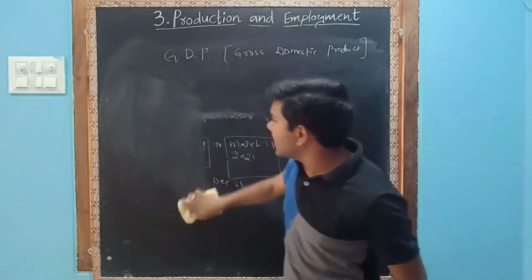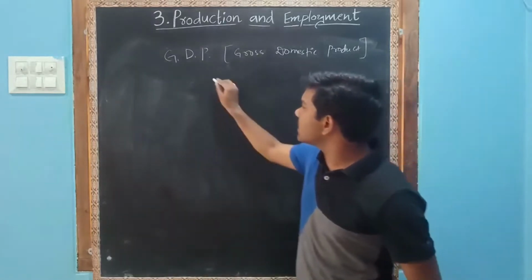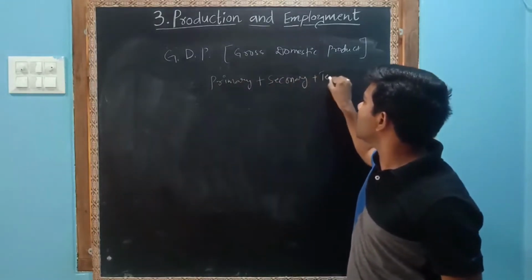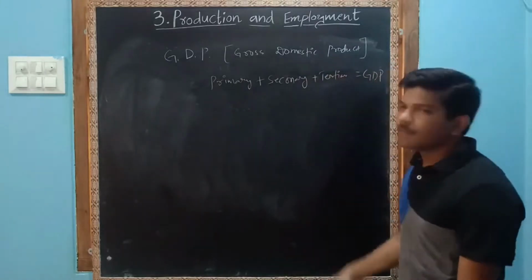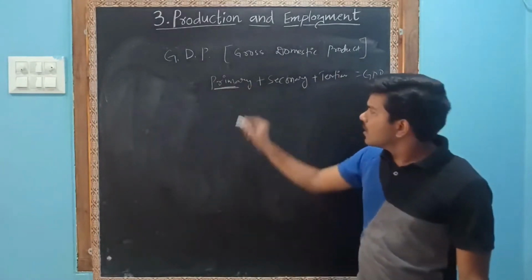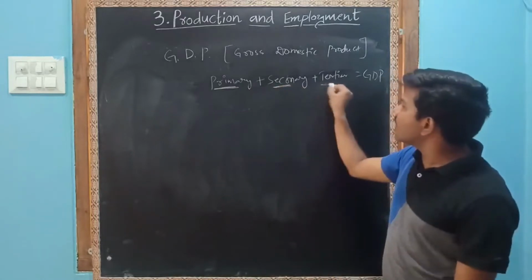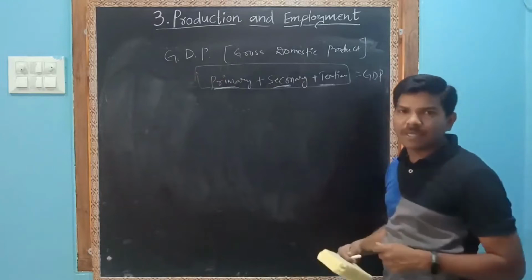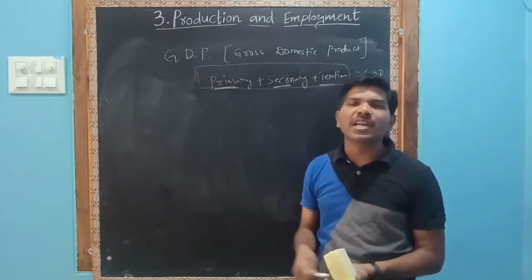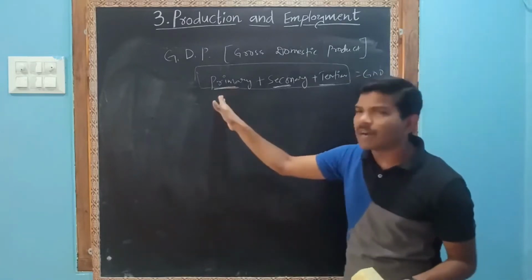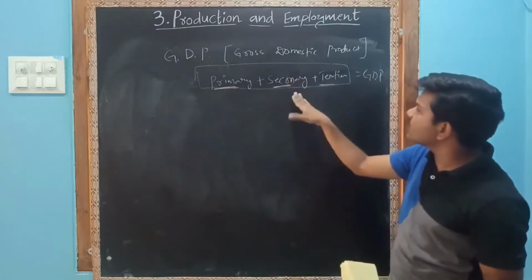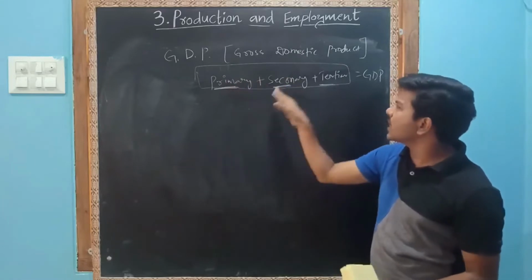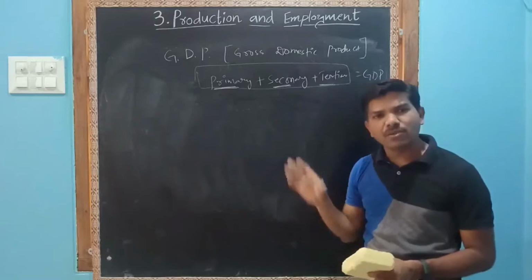Next, GDP also can be written in another way. That is primary sector plus secondary sector plus tertiary sector is equal to GDP, because it is the final value of the goods and services of the primary sector, the secondary sector and the tertiary sector. If these three are added, it will become GDP. Goods and services come from the primary sector, the secondary sector and the tertiary sector. So the final value of the three sectors is also called GDP.